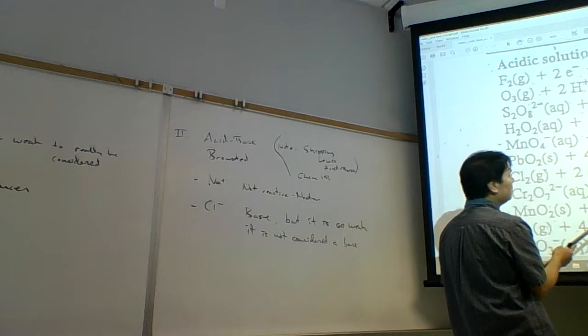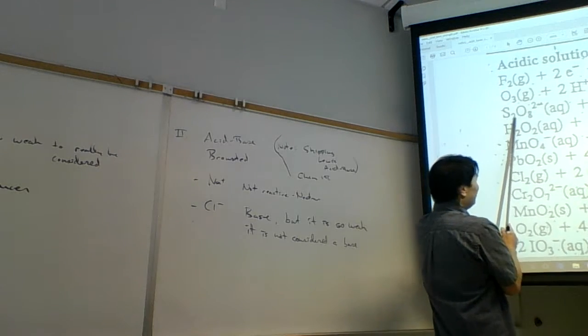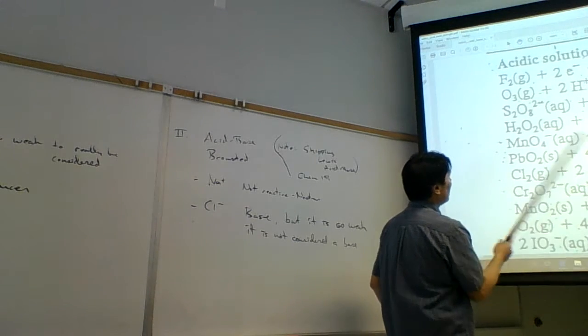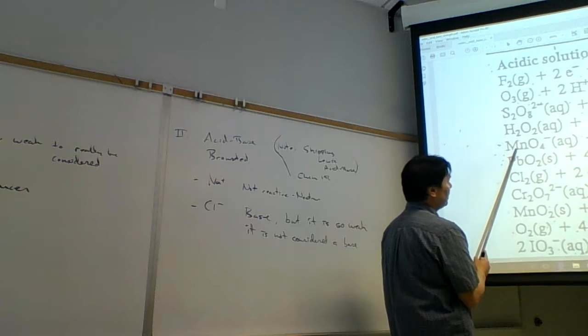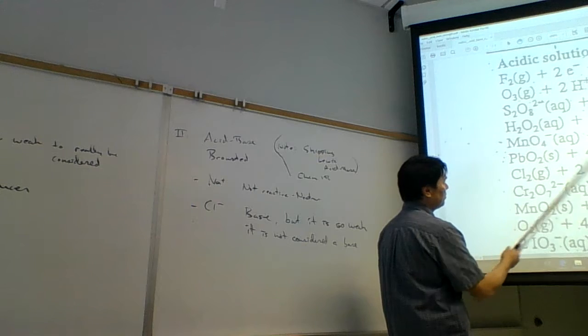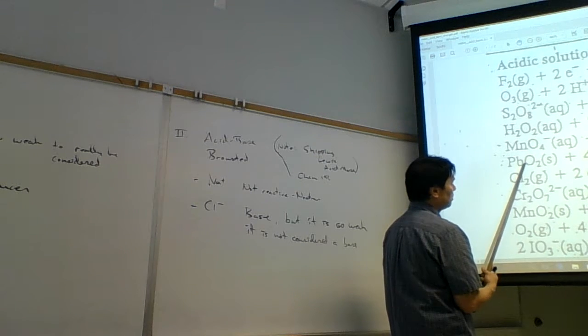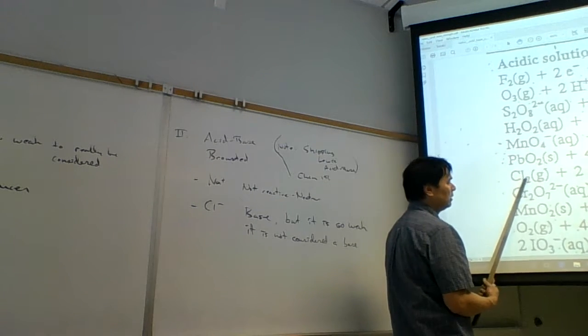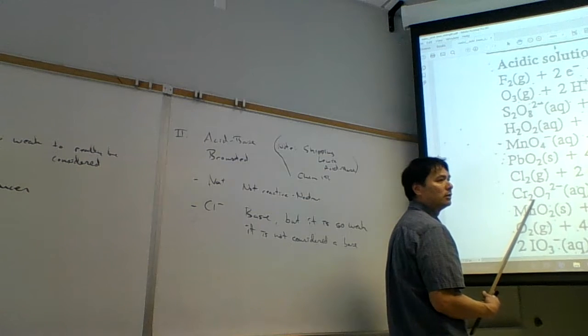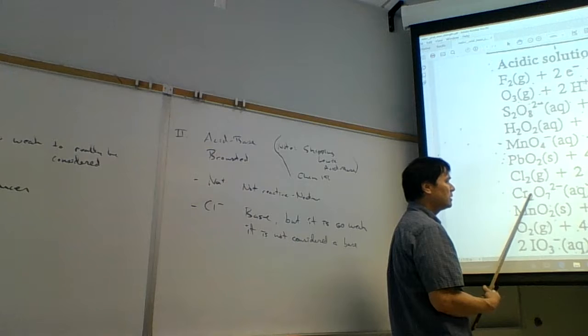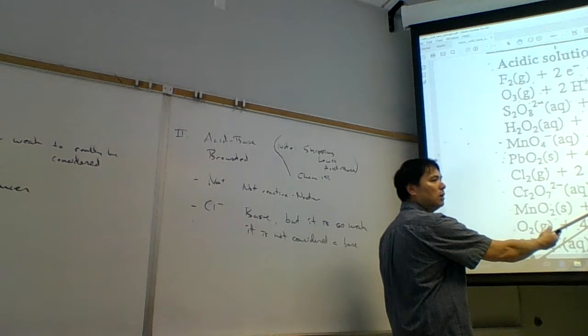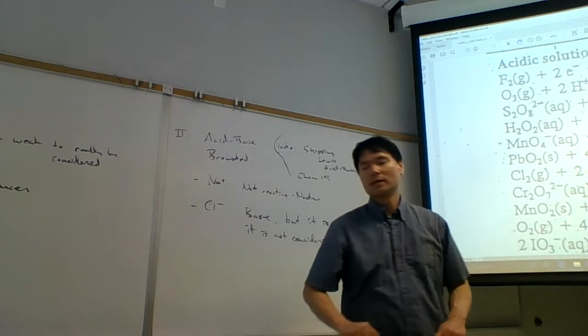Ozone? Ozone will win. This disulfate type ion, that will win. Hydrogen peroxide will win. Permanganate in acid, permanganate will win. Lead-4 will win. Chlorine, it'll be a tie. Dichromate, dichromate's weaker than chlorine. Will dichromate take the electrons from chloride? No.